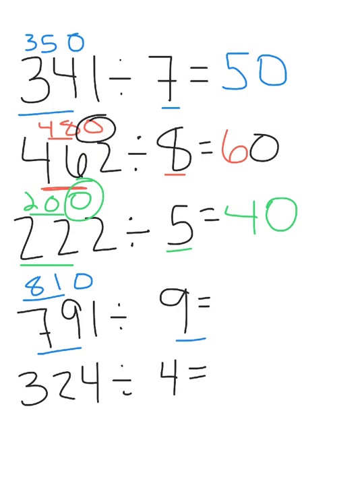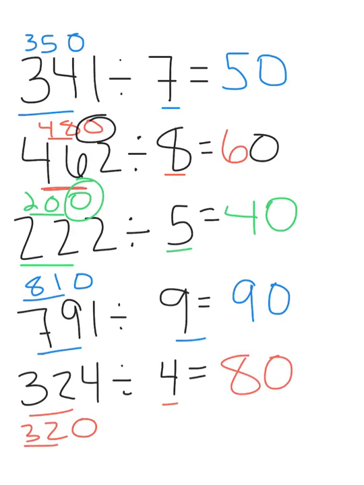81 divided by 9 is 9, and then I'm just going to add the 0. Last, we have 324 divided by 4. This one, I'm just going to keep as 32 because I know 4 times 8 is 32, but I'm going to change the 4 to a 0 to hold my ones place. 32 divided by 4 is 8, and then add your 0. See, estimating with compatible numbers is easy if you use these simple steps.